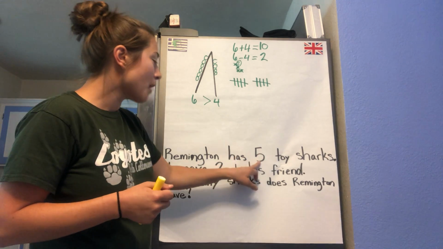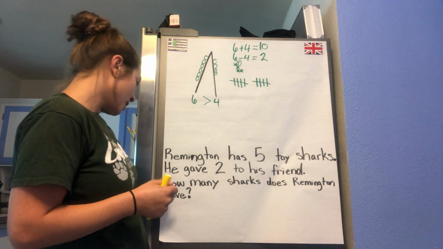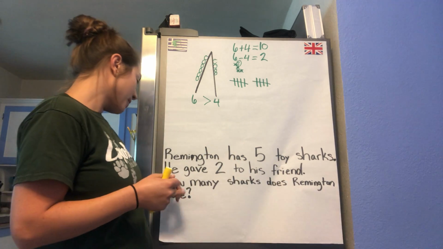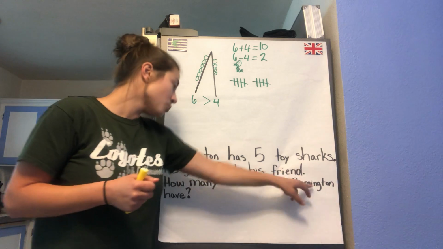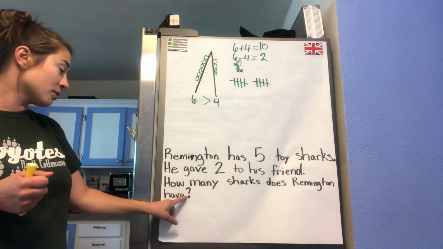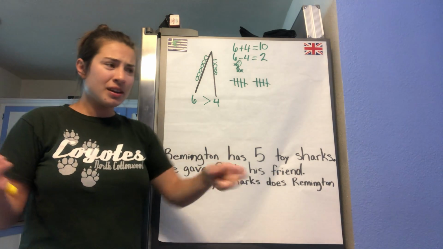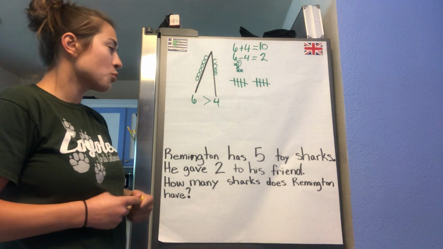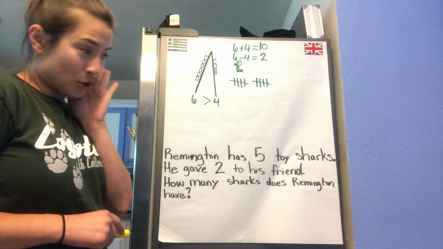Remington has 5 toy sharks. He gave 2 to his friend. How many sharks does Remington have? And it's a question mark they're asking. If he gave 2 away, how many does he have?